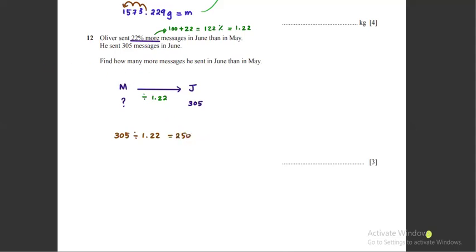The question is asking us to calculate how many more messages he sent. So from 305, we need to deduct this 250 that we have. When we do the subtraction, it gives us 55, which means he sent 55 messages more. This is going to be our answer. Let's move on to the next question.